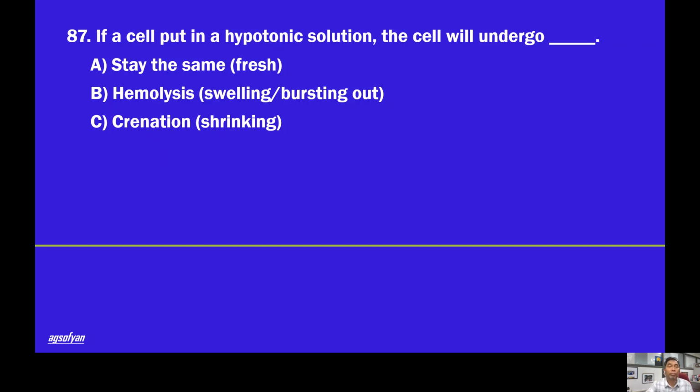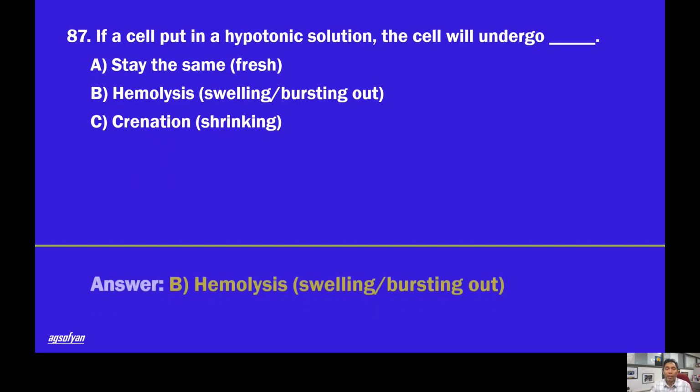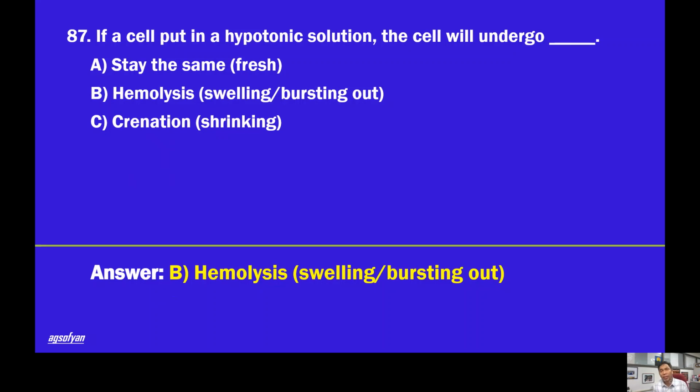87. If a cell is put in a hypotonic solution, the cell will undergo blank: stay the same, hemolysis, or crenation. Choose your answer. Okay, if the cell is put in the hypotonic solution, then the water will enter into the cell and the cell becomes bigger, and finally it will burst out. And this process is called hemolysis. So if you put a cell in water, then the cell will undergo hemolysis.